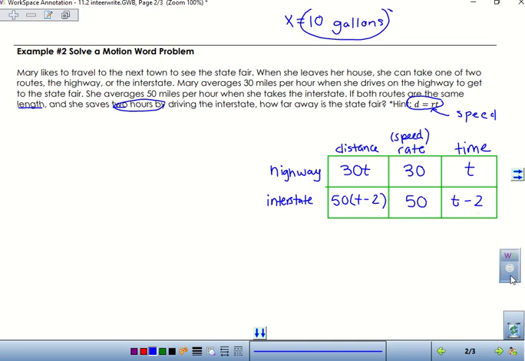So then from here, it tells me some more information. It says both routes are the same length. What's another word for length? Distance. So these two distances are equal. So what can I do with them mathematically? Set them equal to each other. And then you can just solve it.